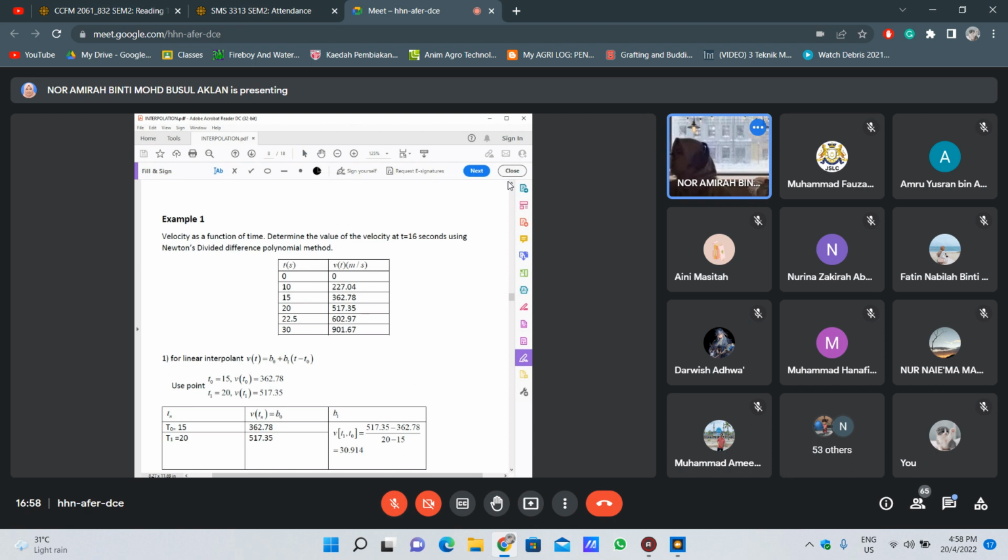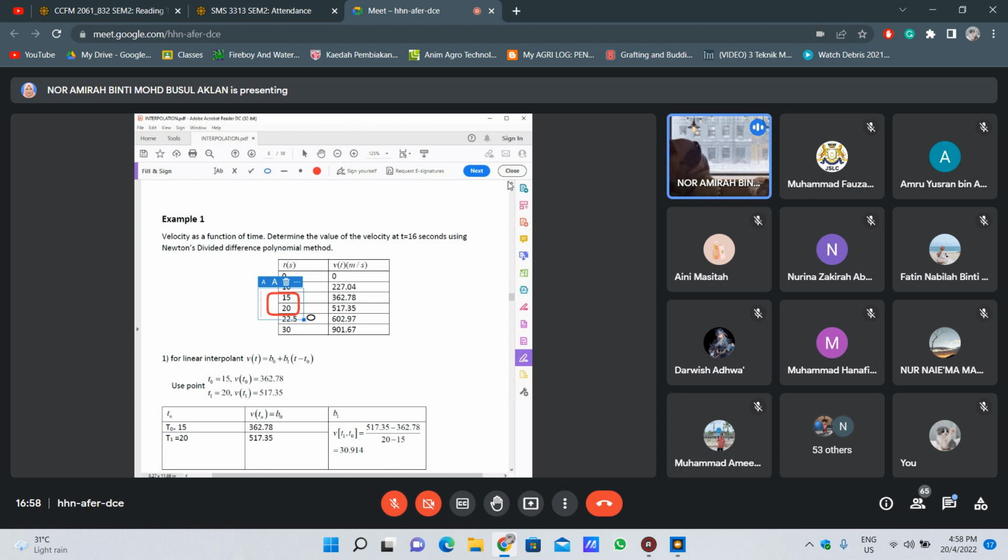Okay. So where is 16? Around here. So t equals to 16 is around here. So if linear interpolant, how many points does linear need, class? 2. Only 2. So that is why I only circle 15 and 20. So 16 is between 15 and 20. So for the linear interpolant, very simple. You only need 2 points.